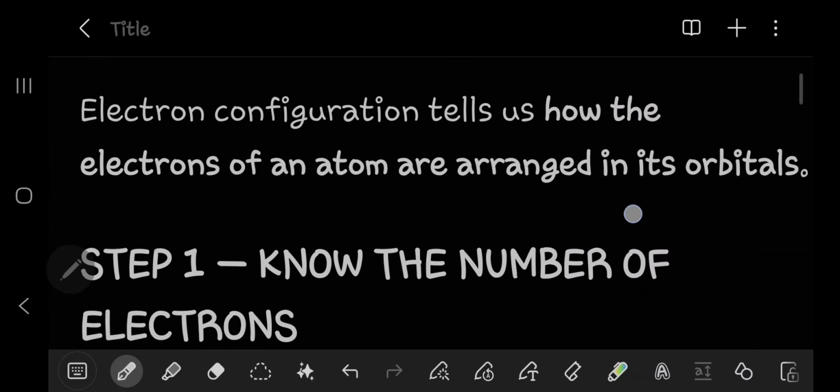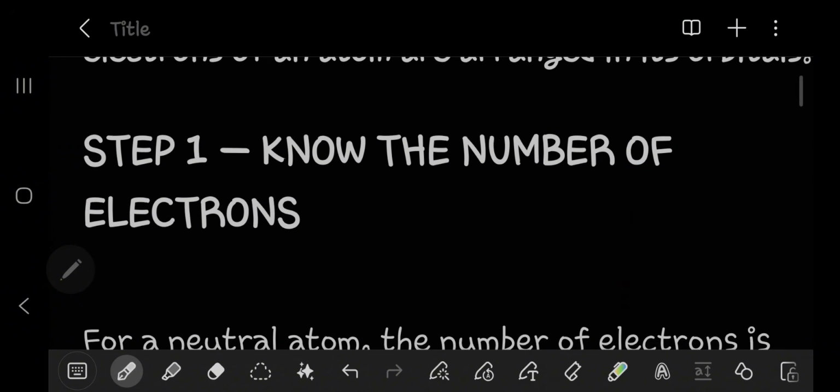What is electron configuration? Electron configuration tells us how the electrons of an atom are arranged in its orbitals. There are steps to follow in writing the electron configuration. Don't worry if this looks complicated. At first, we'll do it step by step. So let's start. Step 1. Know the number of electrons.